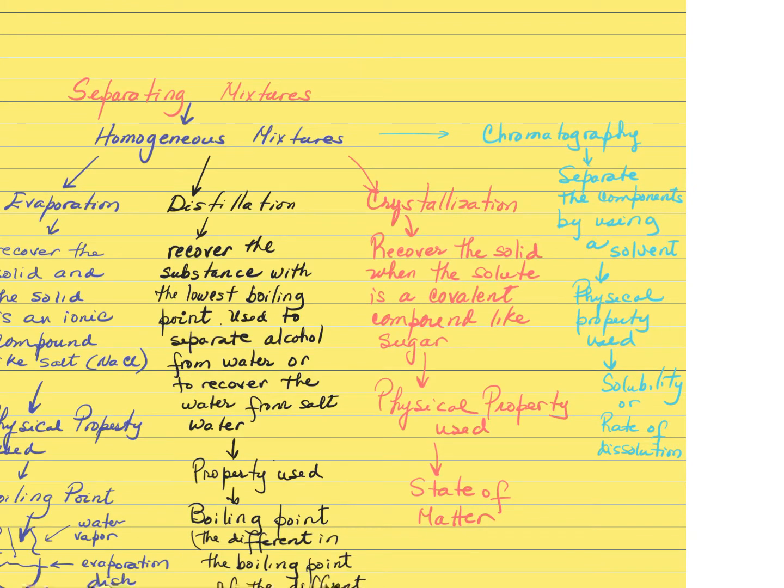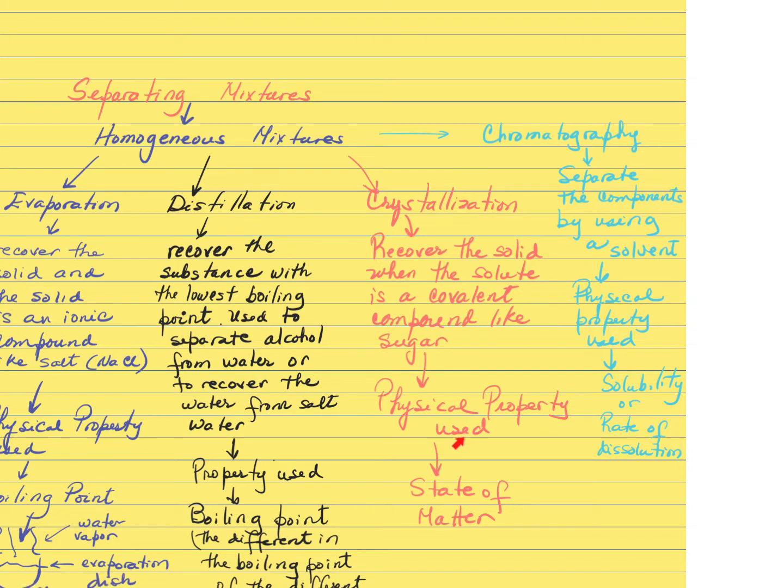Another technique that we have over here to separate solutions, or homogeneous mixtures, is crystallization. Remember evaporation, when you want to recover the solid, but the solid is an ionic compound. Crystallization is when you want to recover the solid, but now the solute is a covalent compound. An example of a covalent compound is sugar.